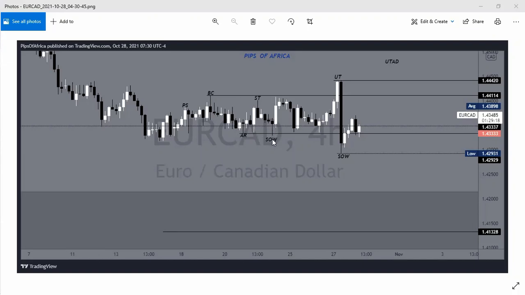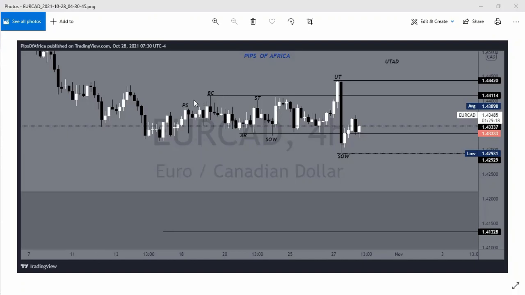So the sign of weakness must always be below the AR. In other words, this is the break of market structure. Sign of weakness means the break of market structure on the sell side. On the buy side, it's a sign of trend. But here, if the market breaks the structure to the downside, we call it a sign of weakness, which shows us that the market is ready to go to the downside.